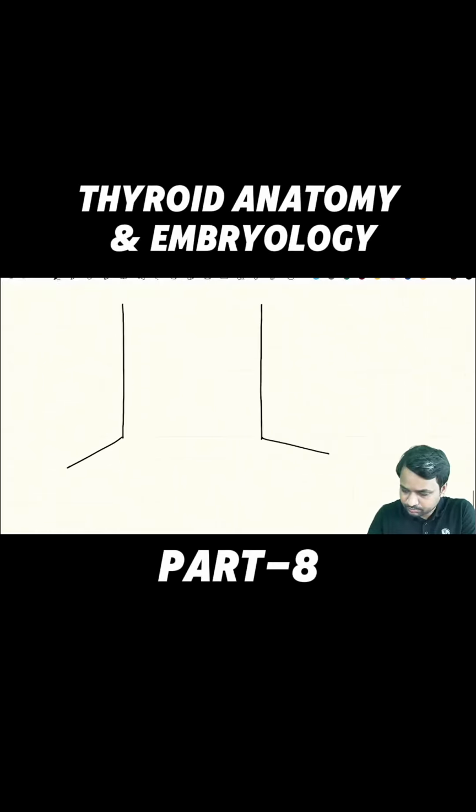Same thing. Let's say right in the center, you have the thyroid gland. So both the lobes are present, right? So we're going to talk about how this thyroid gland is going to drain. Now they're going to drain into the corresponding internal jugular vein. So let's say this is the internal jugular vein on the right side.